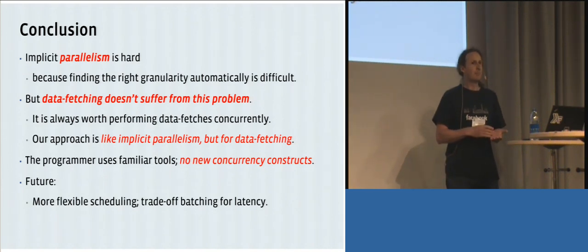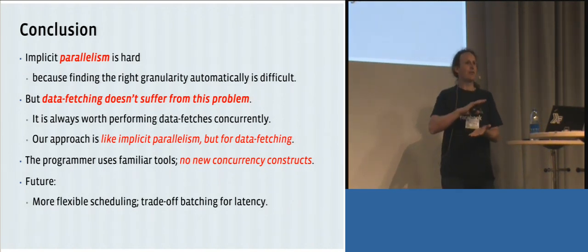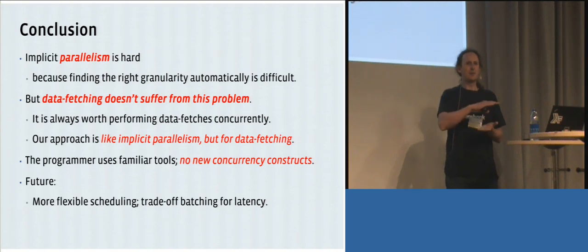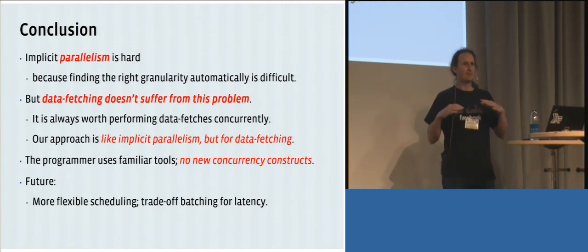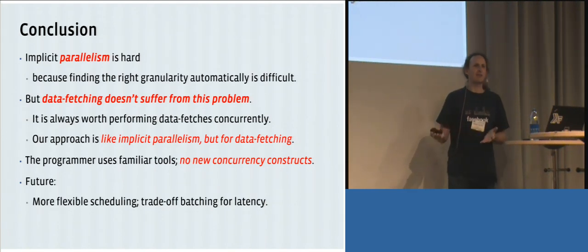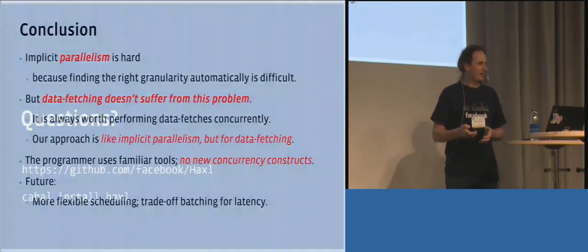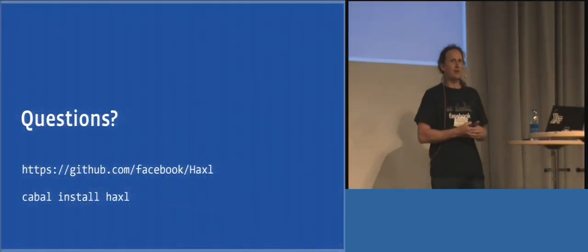So in the future, what we'd like to do, so you saw that the scheduler runs the computation in layers, and it may be that some of those data fetches in one of those layers are much more expensive than some of the others. So there might be a more efficient way to do the scheduling than running everything in layers. We might be able to continue parts of the computation that the data fetching has already completed for. So we'd like to be able to do more flexible scheduling and trade off batching for latency. That's the end. I'd be happy to take questions.